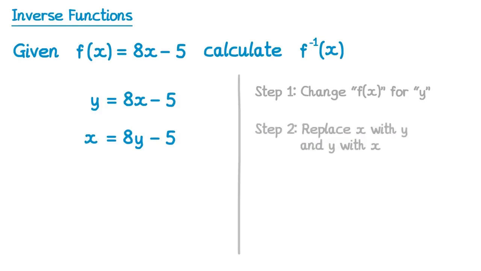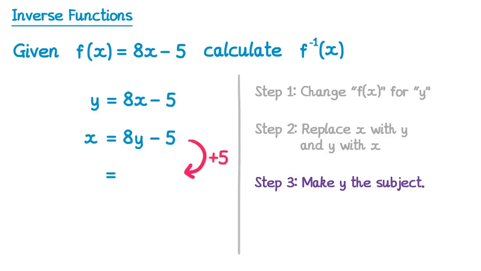Then we move on to step 3, which is to make y the subject. So we need to do a bit of rearranging. First of all, I'm going to add 5 to both sides. If I add 5 to the right hand side, that will cancel the -5 that's there and leave me with 8y. And if I add 5 to the left hand side, well, there's already an x there, so I just need to add 5 to that, so that's x plus 5.